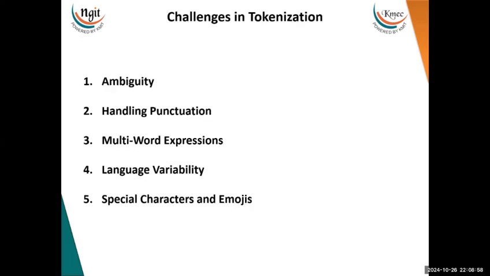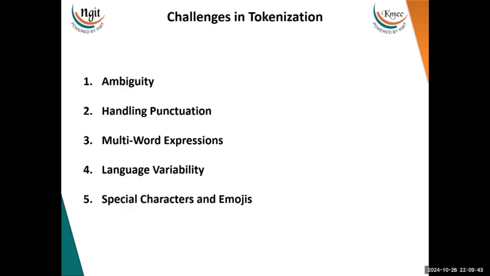Then we talk about the challenges we have in tokenization. The first one is ambiguity. In tokenization, ambiguity refers to languages where we don't really find the boundaries of the words to split. Languages like Chinese, Japanese or Thai, which don't use spaces between words, are where ambiguity exists. The second is handling punctuation marks. Punctuation marks need to be handled very carefully because they carry important information, either syntactic or semantic. Even commas or full stops, everything matters.